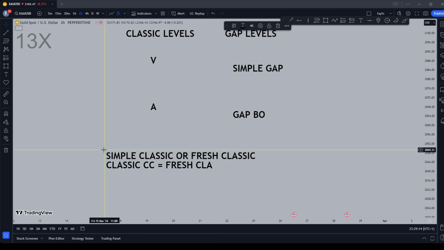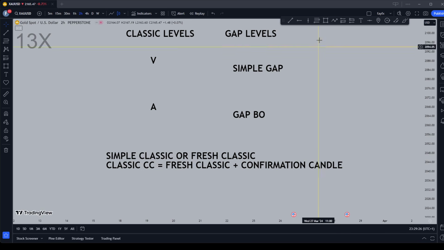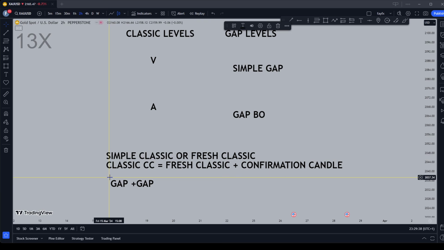fresh classic plus classic confirmation candle. We have a gap, a simple gap, and a gap CC.